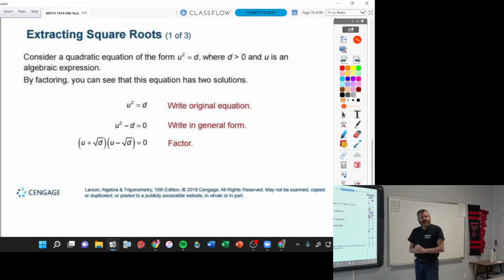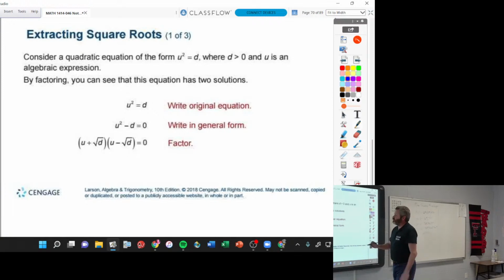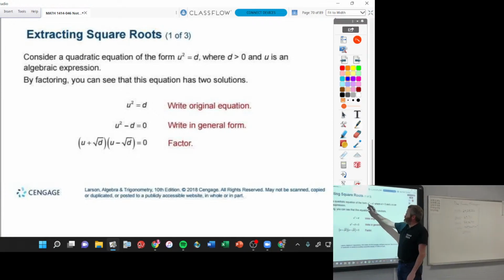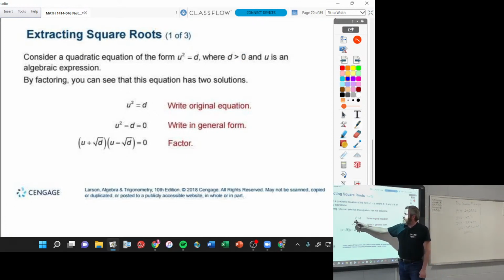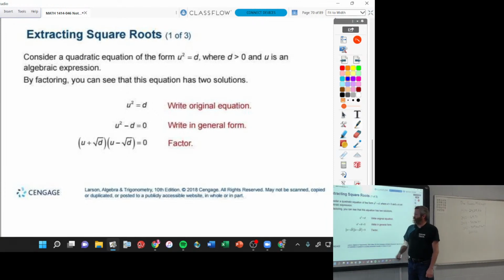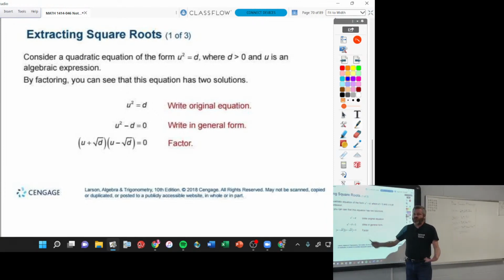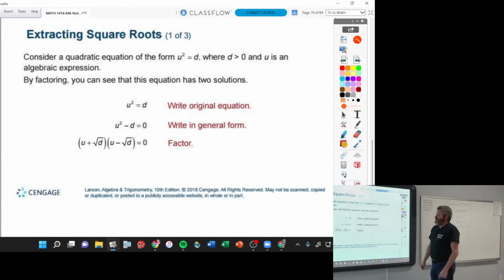So in past classes, you might have talked about this as being the square root method. This text calls it extracting square roots. So if I can get a quadratic to look like u squared equals d, as long as d is greater than 0, I can take the square root of both sides, and that would be the answer.